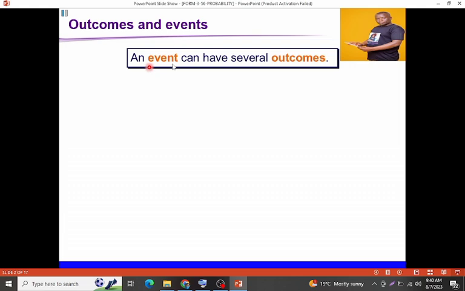You have met this topic before in Form 2, where you looked at the probability of single events. In this Form 4 topic, we're going to look at probability of combined events. So, you learned in Form 2 that an event can have several outcomes.